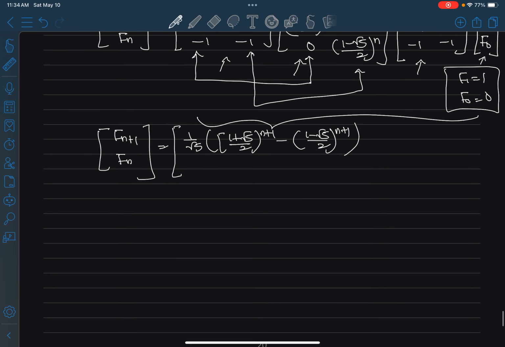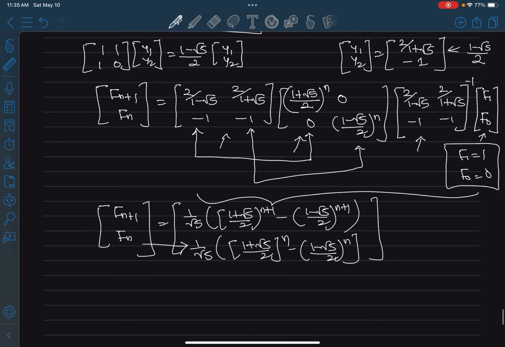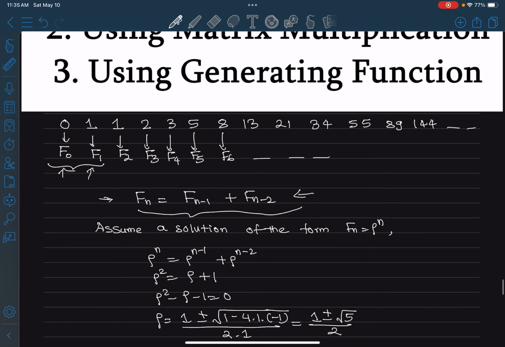And in the second column, you will get 1 by root 5, ((1 plus root 5) by 2) to the power n, minus ((1 minus root 5) by 2) to the power n. From here, we can find that fn is the same formula. So it turns out the matrix multiplication way will just give you the same formula. It's a bit tedious to multiply all of these, but it works. Now the last way is using generating function, and we'll actually get a different answer this time.